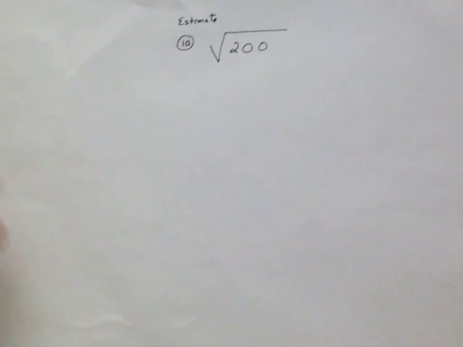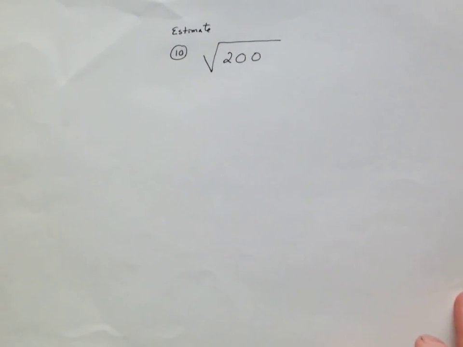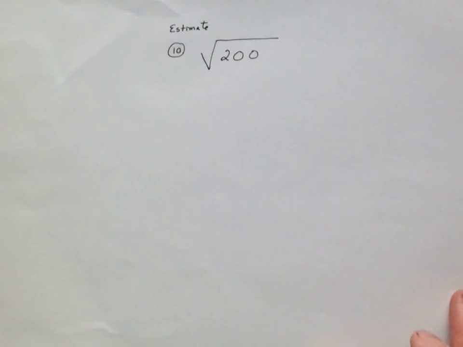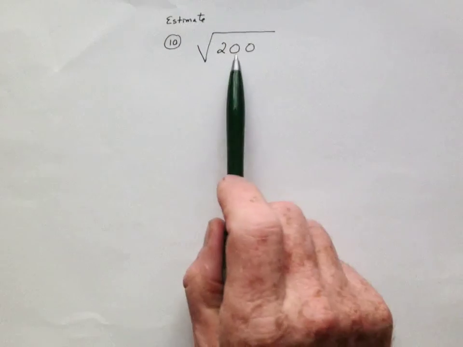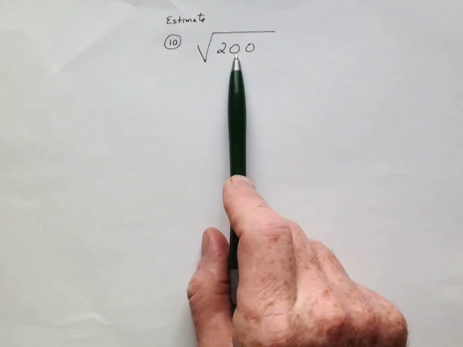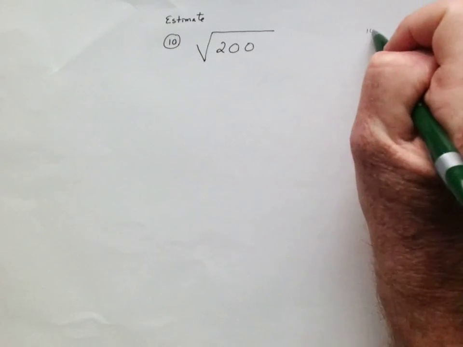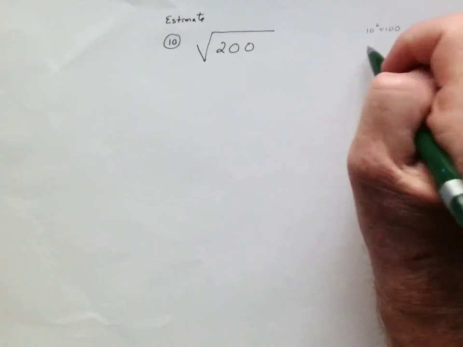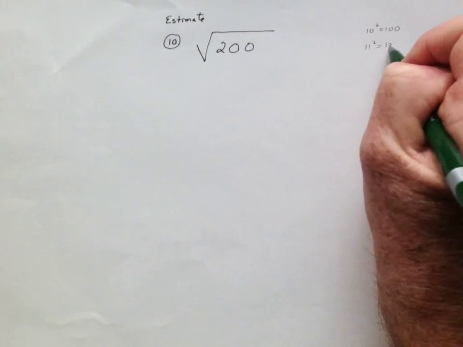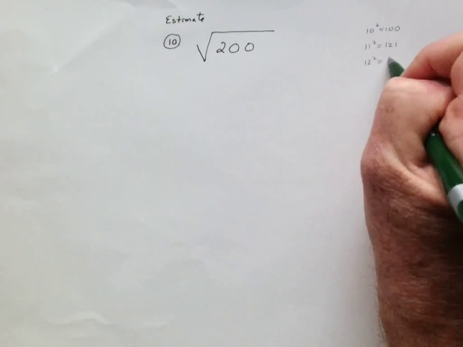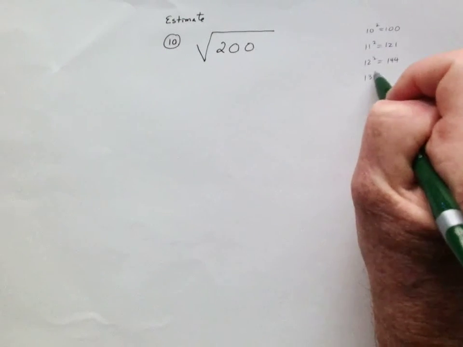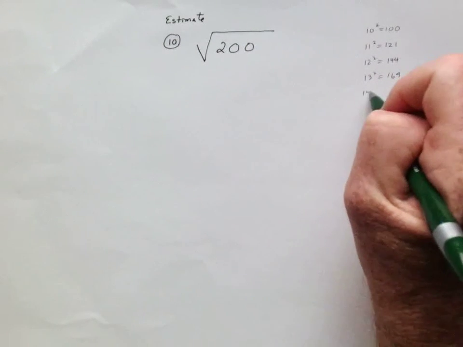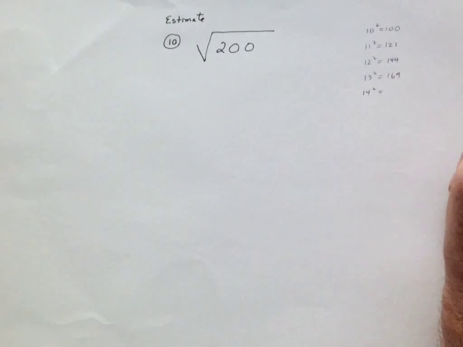And then for the last one, estimate as a decimal how much is the square root of 200. One way you could do it is, let me see. If I put 10 squared, that's equal to 100. No, it's got to be bigger than that. 11 squared is 121. No, it's bigger than that. 12 squared is 144. No, it's bigger than that. 13 squared is 169. No, it's bigger than that. 14 squared is... Anybody know 14 squared?